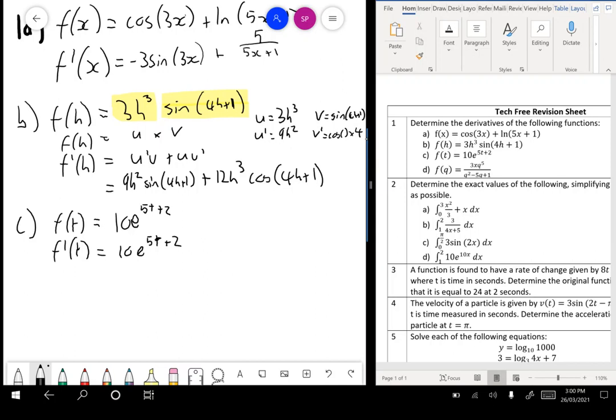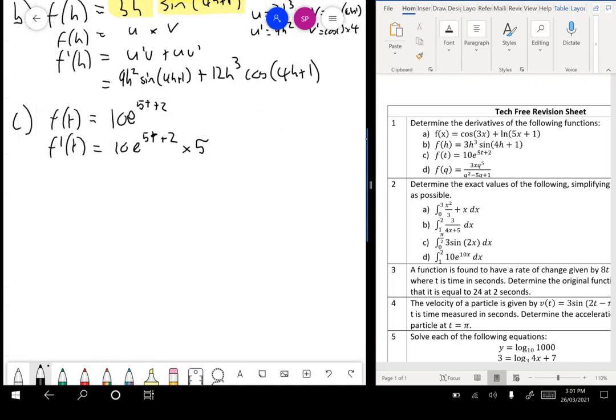5t plus 2. Derivative of the inner function, derivative of 5t is 5. Derivative of 2 is nothing, so times 5. So that ends up being 50e^(5t+2). You don't need to simplify that because it doesn't ask us to, so I'm not going to. D.